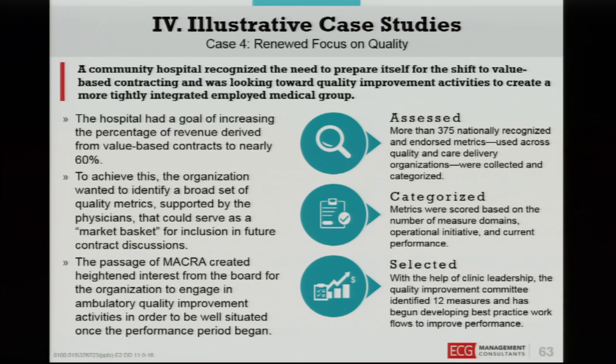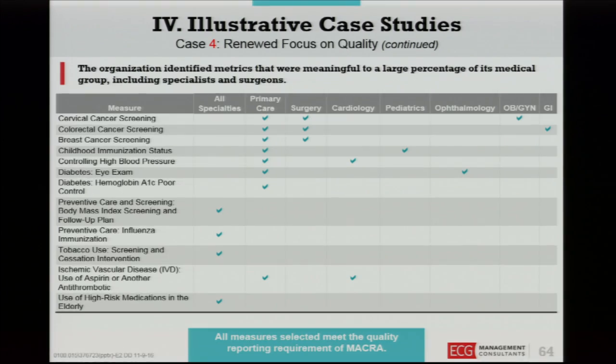And then we called together a group from their employed physician enterprise to do the hard work of thinking about the pros and cons and really finding that sweet spot. And so ultimately we came up with 12 different measures, and they've been developing best practice workflows around that to help make sure that they can really hit it out of the park with those 12 that they've selected. So here's what the answer looked like. Again, I'm going to send this to you, and you probably can't read it from where you are.